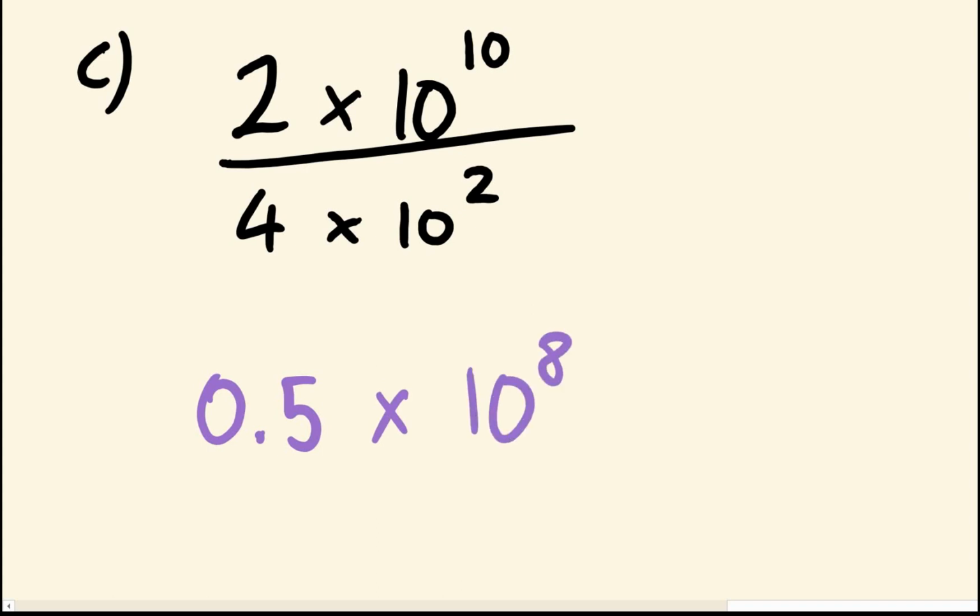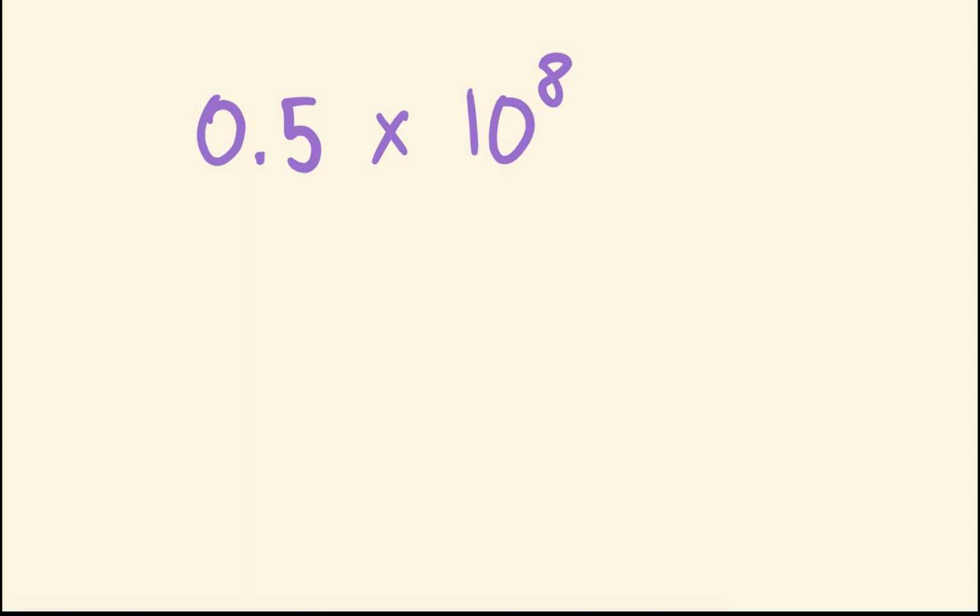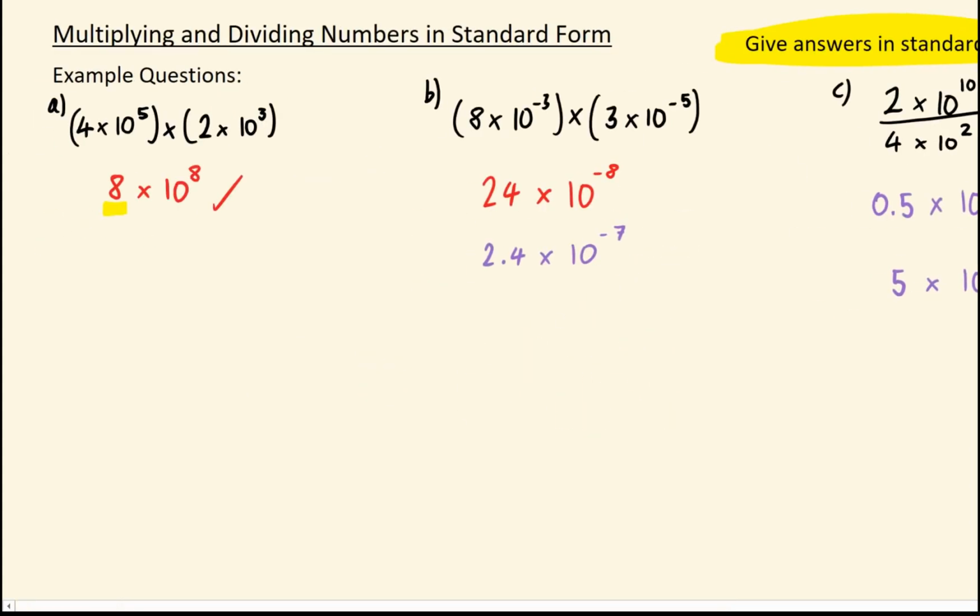And we have the same problem as before, that this answer is not in standard form, because this is not between 1 and 10. So we do the same thing. We're going to make this number 10 times bigger, so it becomes 5. If I've made this number bigger, you must make your power smaller. So it's now 5 times 10 to the 7. Okay, hope that was okay.